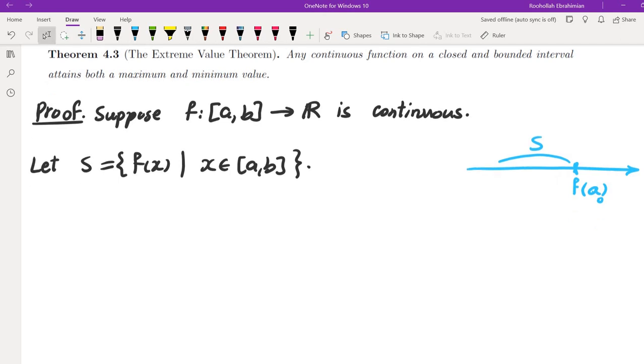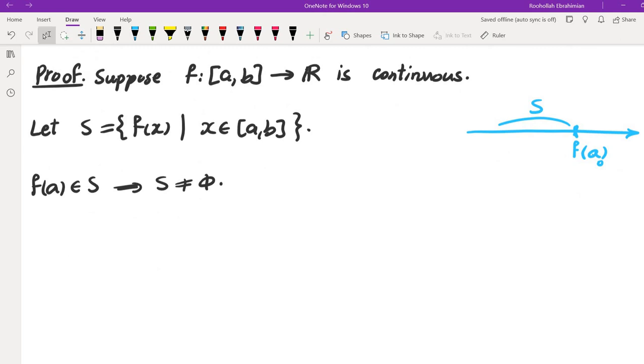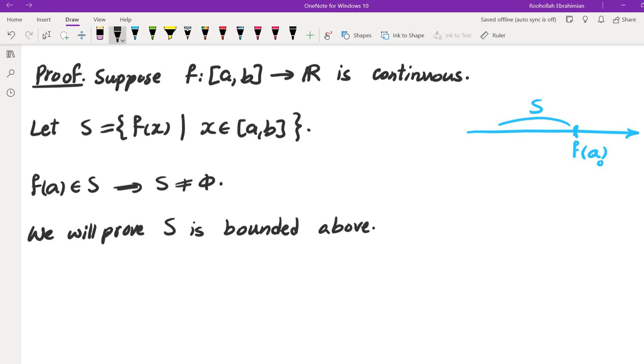So clearly this set is non-empty. For example, f of a is in S. So that tells us that S is non-empty. Now we would like to show that this S is in fact bounded above. We will prove S is bounded above. Suppose on the contrary it is not.